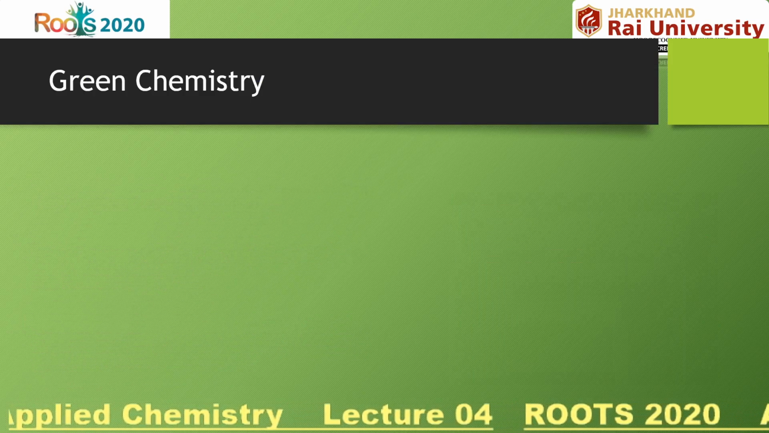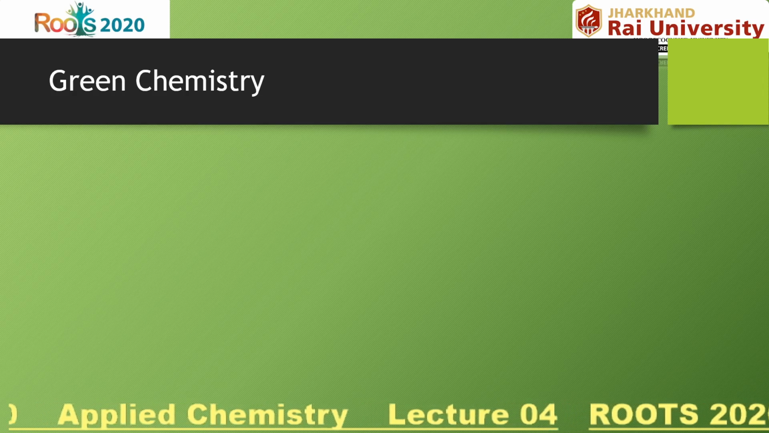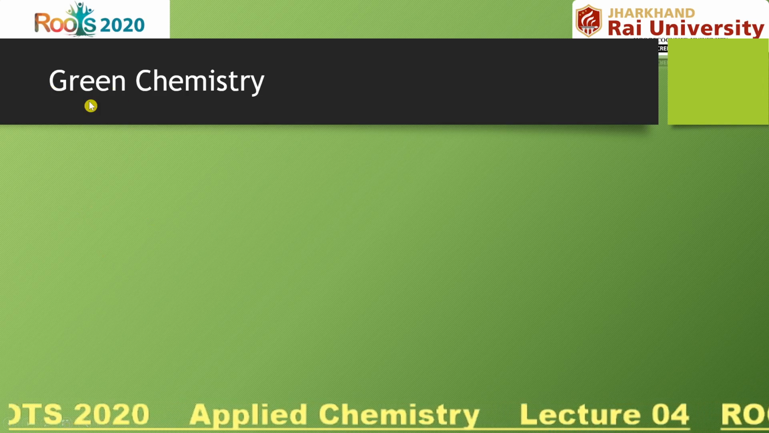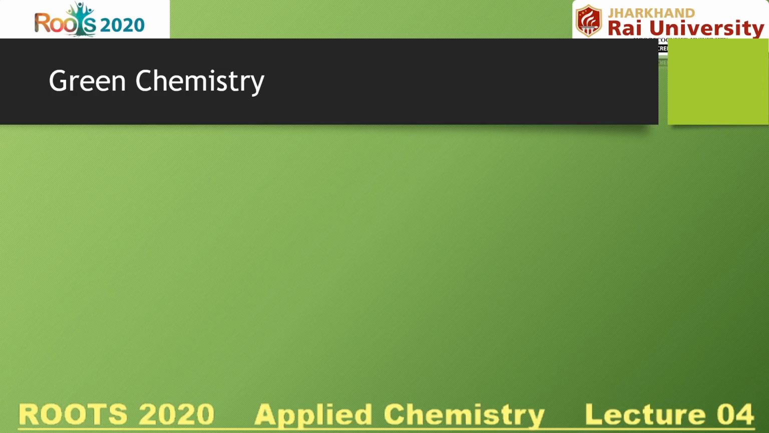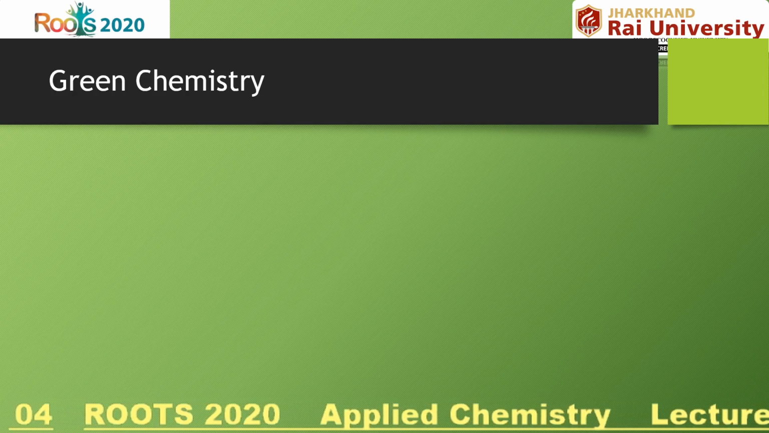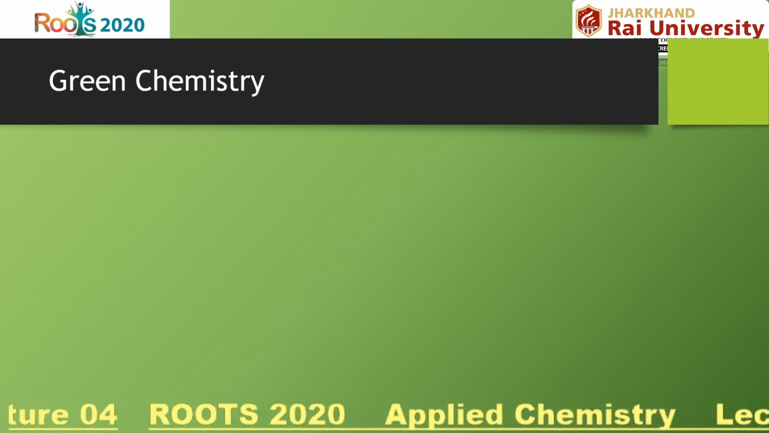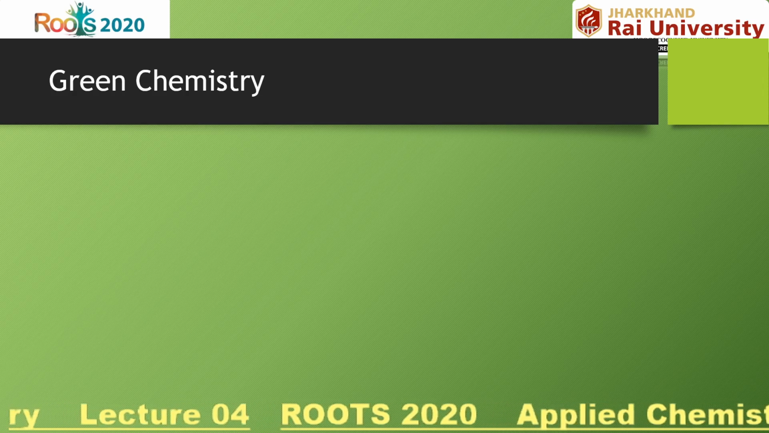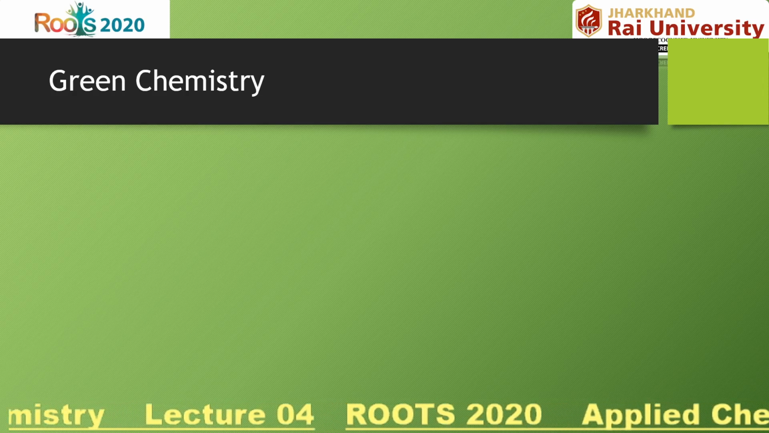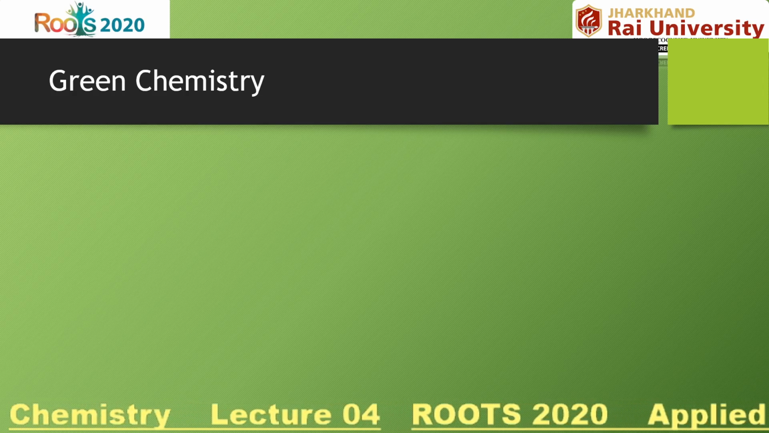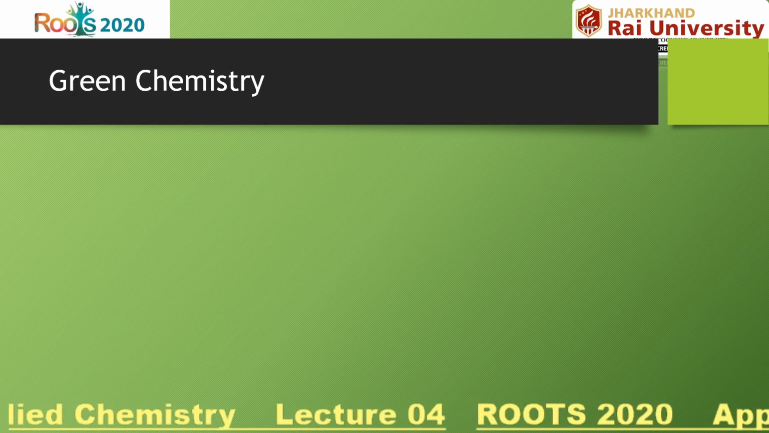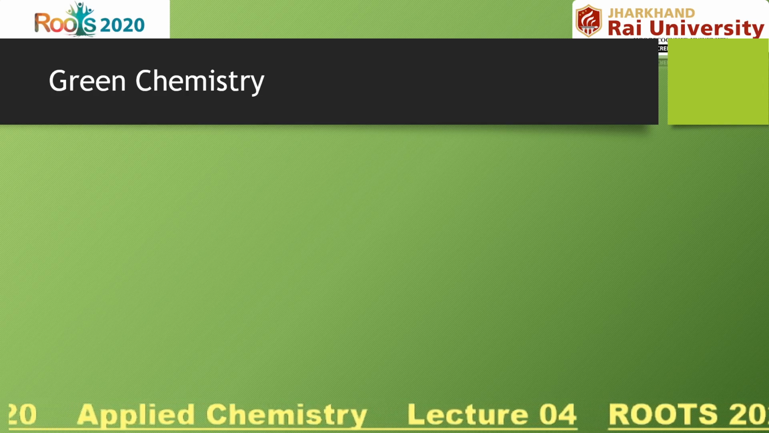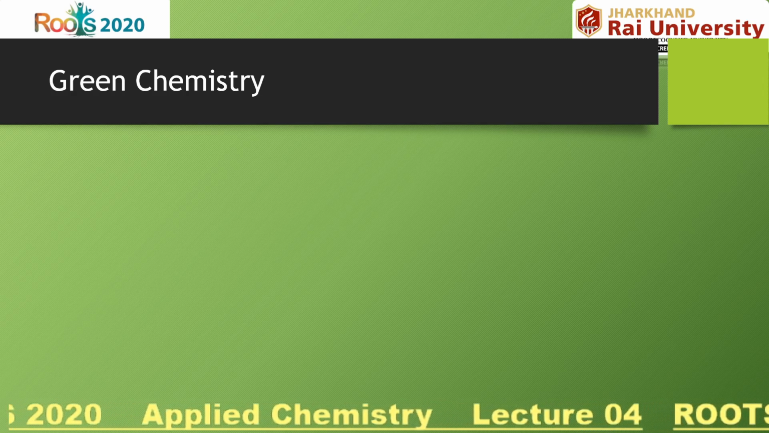Now we have to know about green chemistry, and why the term green is introduced here. Green chemistry does not mean that we have to use all the elements in chemical reactions in green color. No, it is nothing like that. Actually, green chemistry means we have to use starting materials for the synthesis of various compounds that are eco-friendly.